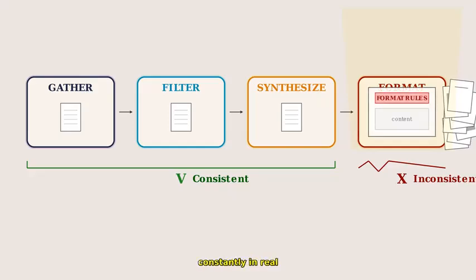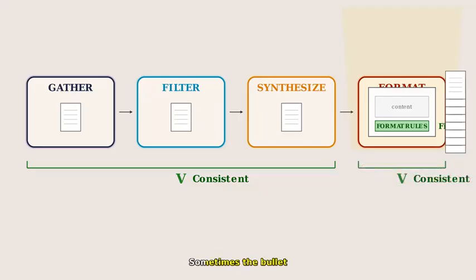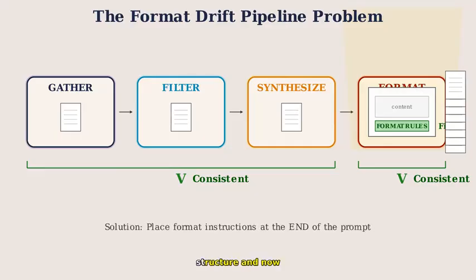Here's a scenario that plays out constantly in real pipeline work. You build a 4-stage pipeline. Stages 1 through 3 work beautifully in testing, but every time you run it end-to-end, stage 4 produces slightly different formatting. Sometimes it uses headers, sometimes it doesn't. Sometimes it adds a subtitle. Sometimes the bullet points come first, sometimes a paragraph does. The content is correct, but the format varies enough to cause problems in whatever system or presentation you're feeding it into. The content is great, but the system downstream expects clean, predictable structure, and now you're manually editing every output.